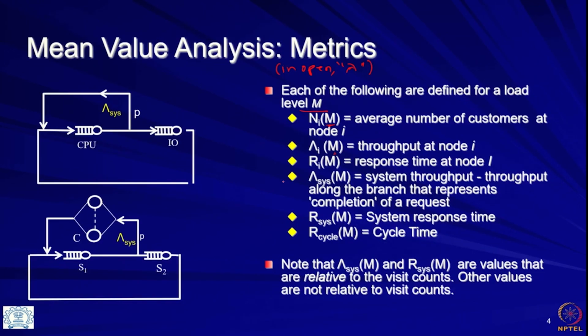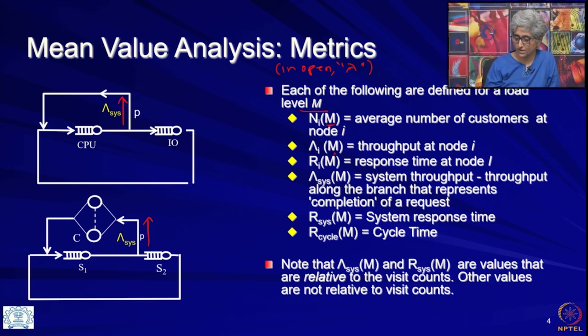Then we have the response time at each node, and the system throughput, the throughput along the branch that represents completion of a request. This is important because in closed queuing networks there is not an obvious exit out of the system. So we have to pick a branch, and we say this branch represents the system throughput. The throughput across this branch will be lambda sys. Then we have the system response time, which is the response time through the whole network.